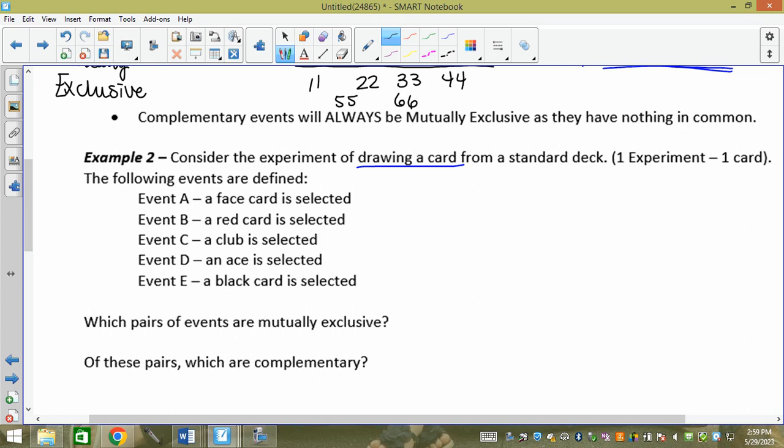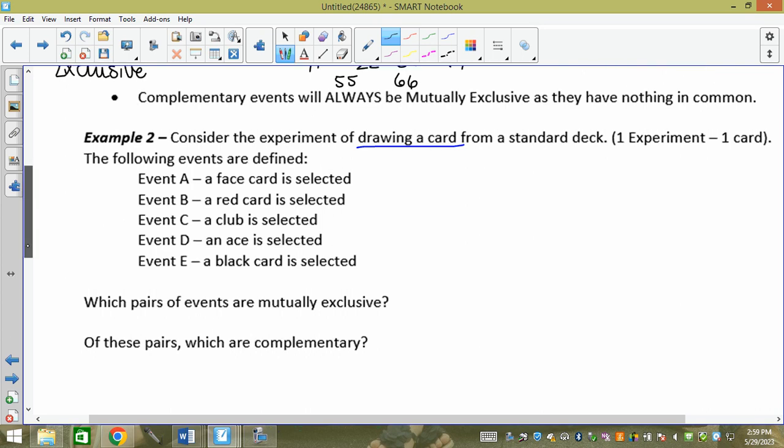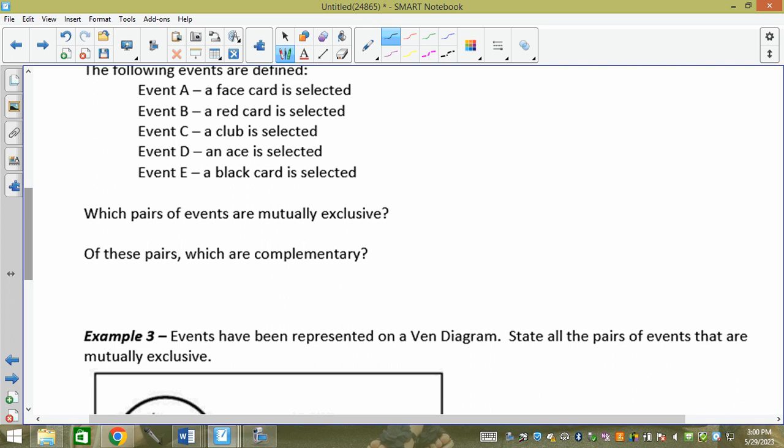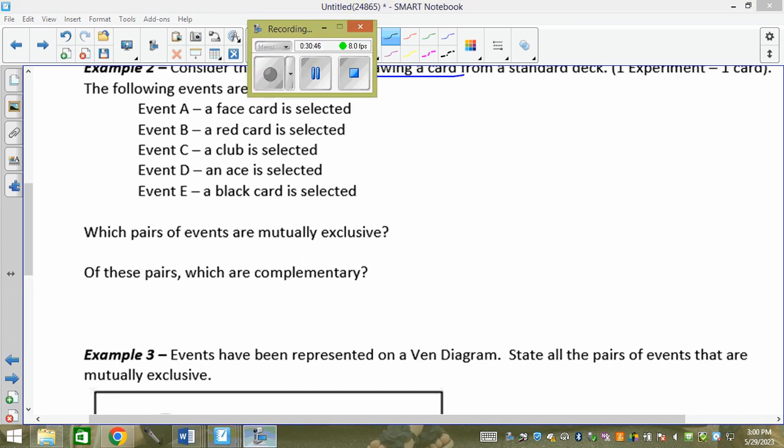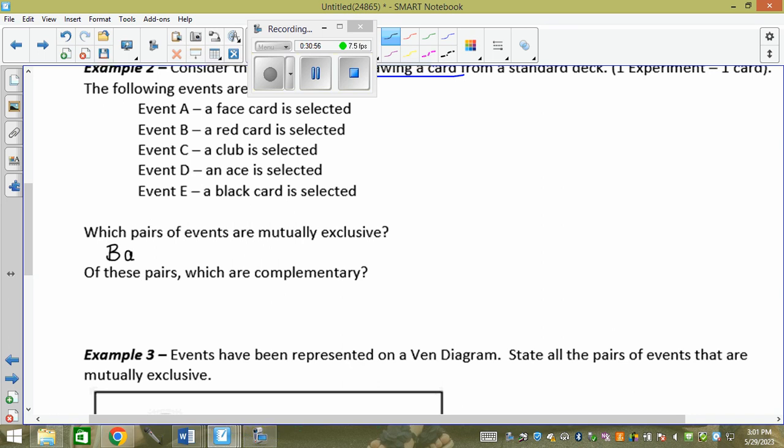The following events are defined: event A is a face card, event B is a red card, event C is a club, event D is an ace, event E is a black card. Which pairs of events are mutually exclusive? Of these, which pairs are complementary? Try this out. Which of these are mutually exclusive? B and E. Those are also complementary. Any other ones have nothing in common?